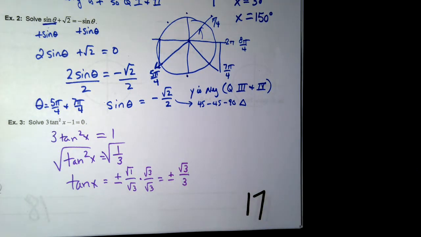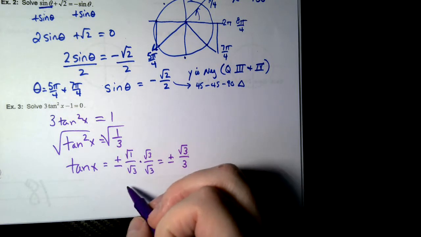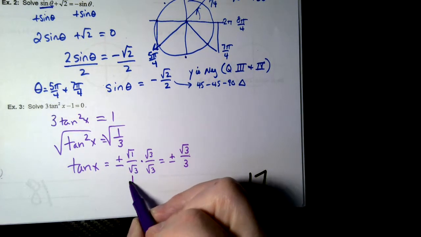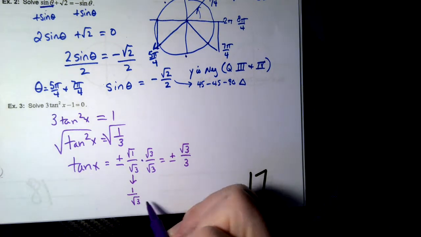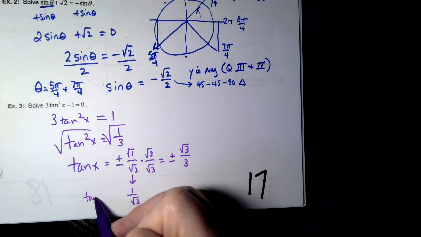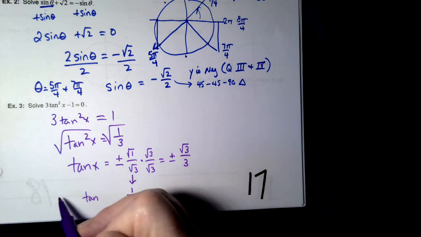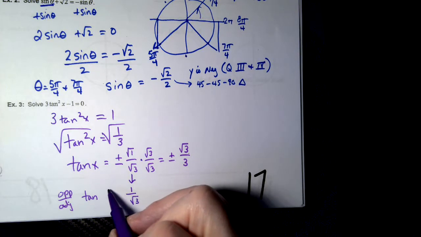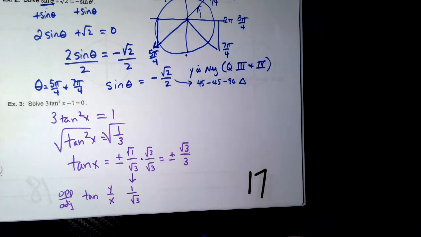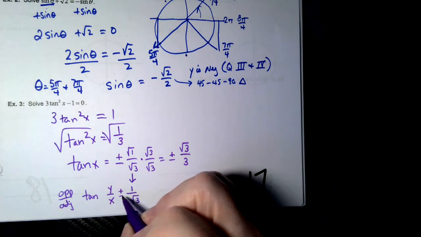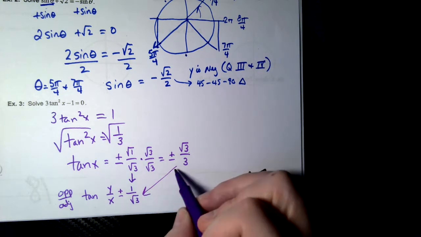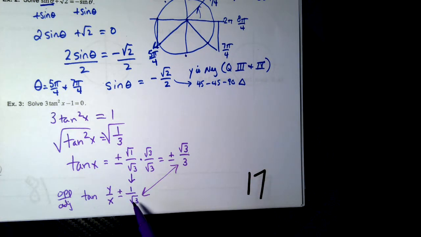Now, it probably helps before you rationalize it to think of it as 1 over root 3. Remember that tangent means opposite over adjacent. On our unit circle, it means the y number over the x number. And that might be where it gets easier to think about it. Yeah, it equals plus or minus root 3 over 3. But plus or minus root 3 over 3, if you don't rationalize it, looks like this.